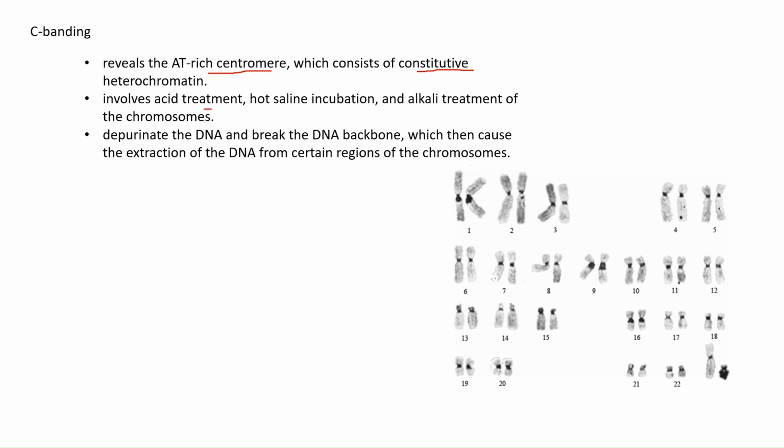What is the pre-treatment we give to the chromosome before Giemsa staining? That involves acid stain, hot saline incubation and alkali treatment. What it does is, it depurinates the DNA and breaks the DNA backbone, which then causes the extraction of the DNA from certain regions of the chromosome. As you can see in the figure, only the centromeres are stained or highlighted in this karyotype. So this is for the staining of only the centromere.